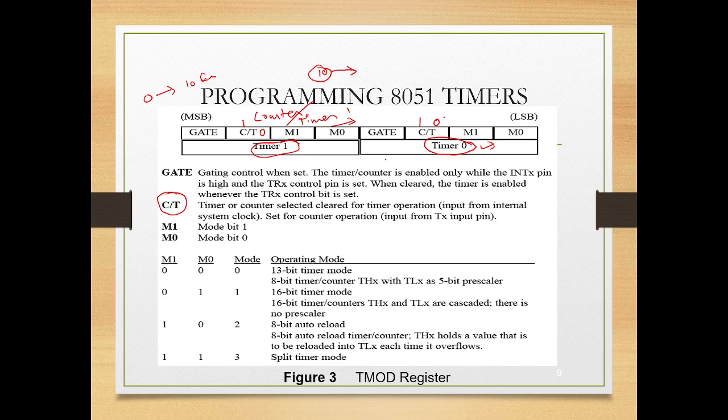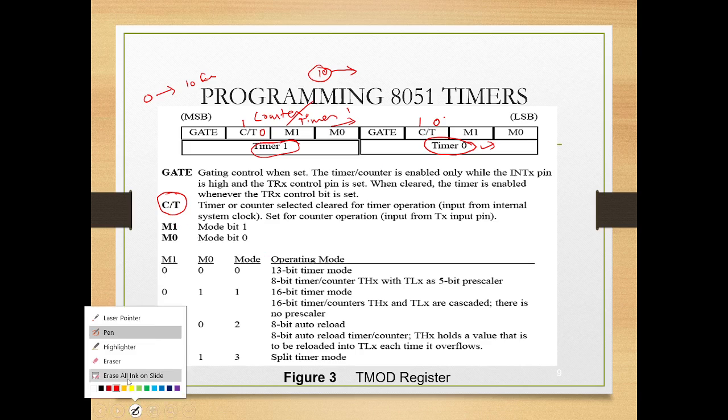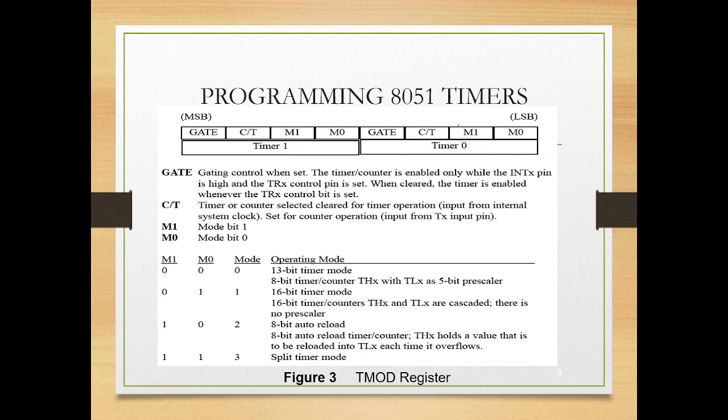Okay, and now let's see how the modes will be changed. Modes will be changed using the combination of M0 and M1 for timer 0. Similarly, M0, M1 for timer 1. So the combination is mentioned here. If we have bits 00, this is taken as mode 0. Observing the combination, 01 we have mode 1, 10 we have mode 2, and 11 we have mode 3.